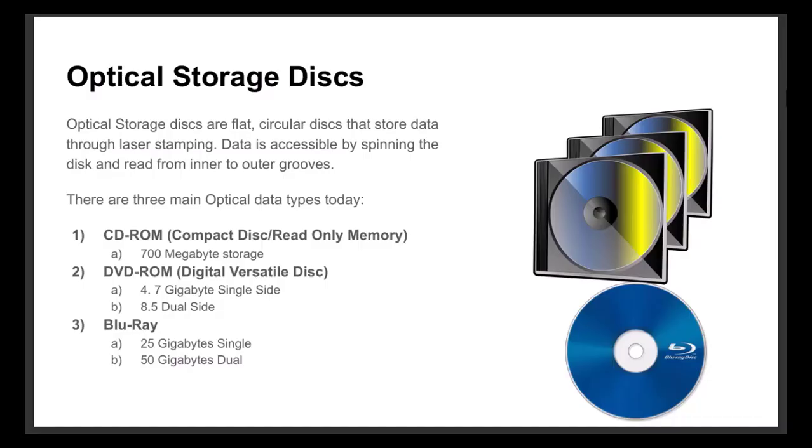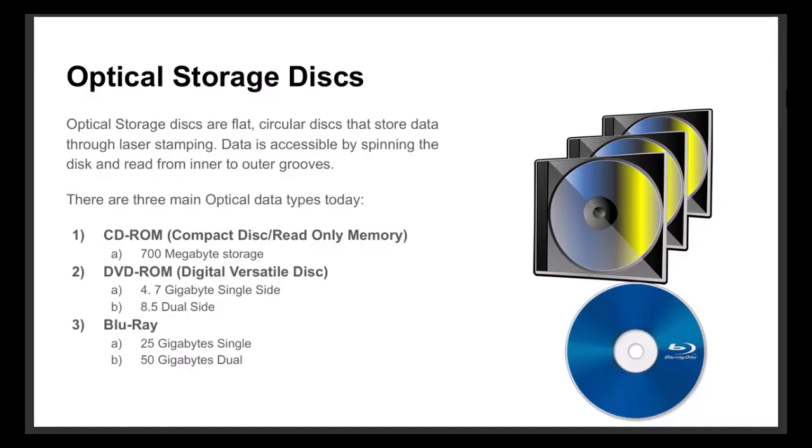CD-ROM stands for Compact Disc Read-Only Memory. It is an older method of storing data, and most of your CD-ROM disks will have a storage limit of 700 megabytes. DVD-ROM stands for Digital Versatile Disc Read-Only Memory. DVDs can store up to 4.7 gigabytes of data on a single-side disk and up to 8.5 gigabytes on a dual-side disk.